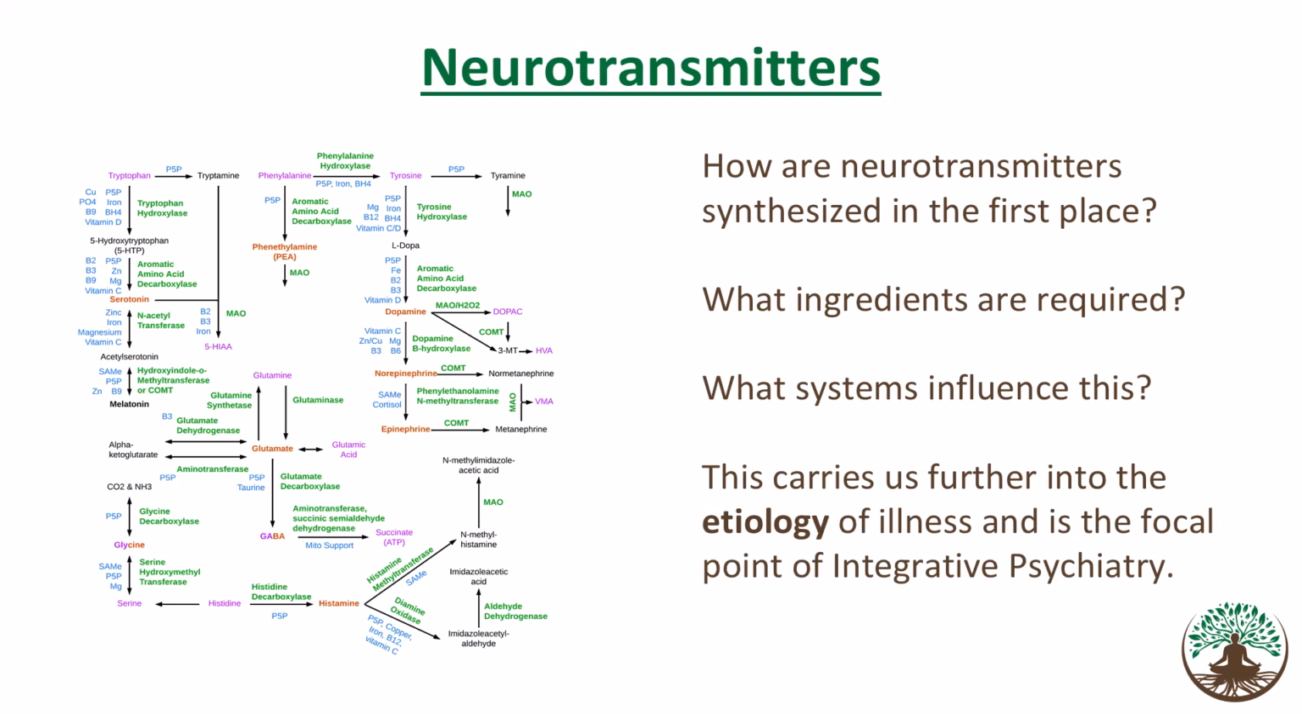Questions such as how are these neurotransmitters synthesized in the first place? What ingredients are required? What systems influence this? Are paramount in uncovering root causes. Several biochemical steps lead up to the synthesis of neurotransmitters, and several body systems interact dynamically with these biochemical steps, ultimately influencing neuronal communication, which translates to the macroscopic level of neural integration. This carries us further into the etiology of illness and becomes the focal point of integrative psychiatry.